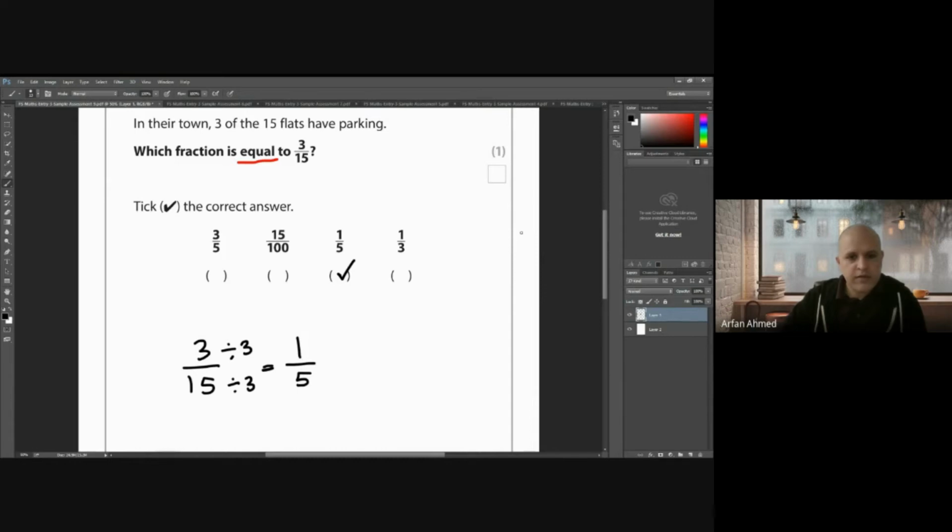How did I know how to simplify? Well, I had a look at the fraction to begin with, and you can see straight away that 3 goes into both of these numbers. If you can simplify, I would simplify it. That's what they want you to do. So simplifying is essential in fractions. You need to know how to do that. Let's move on to the next one.